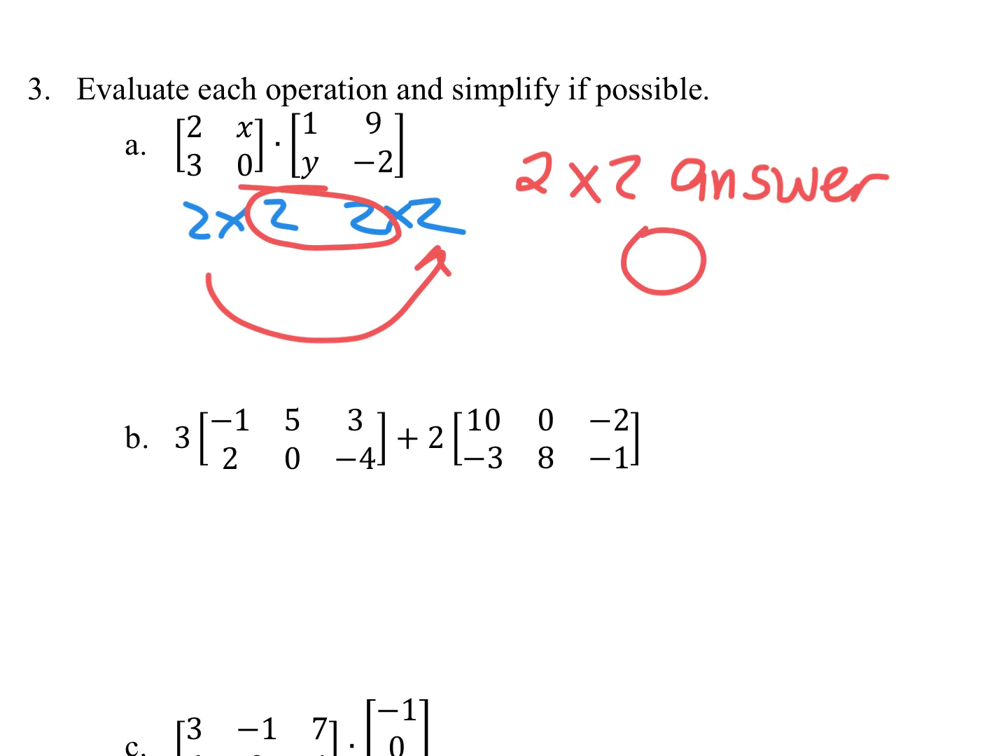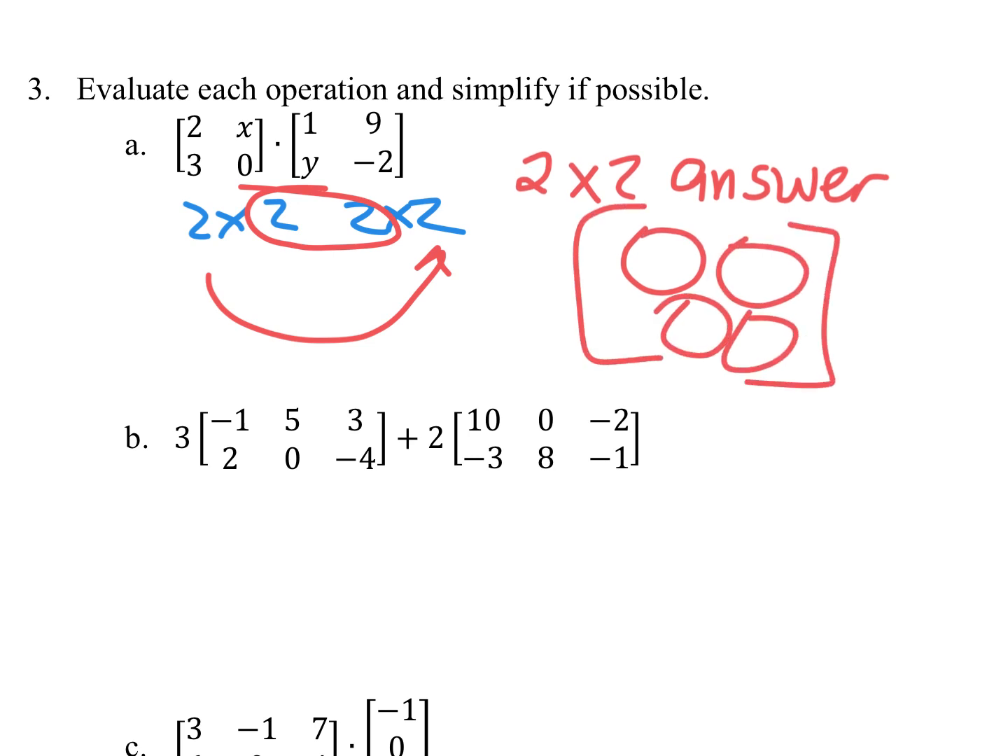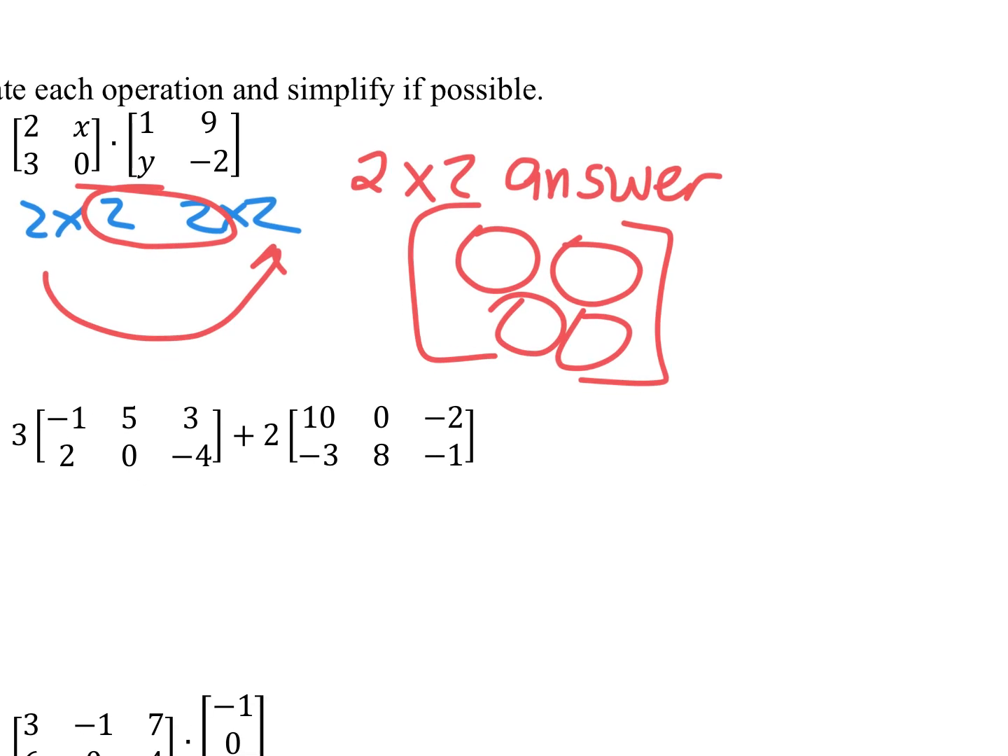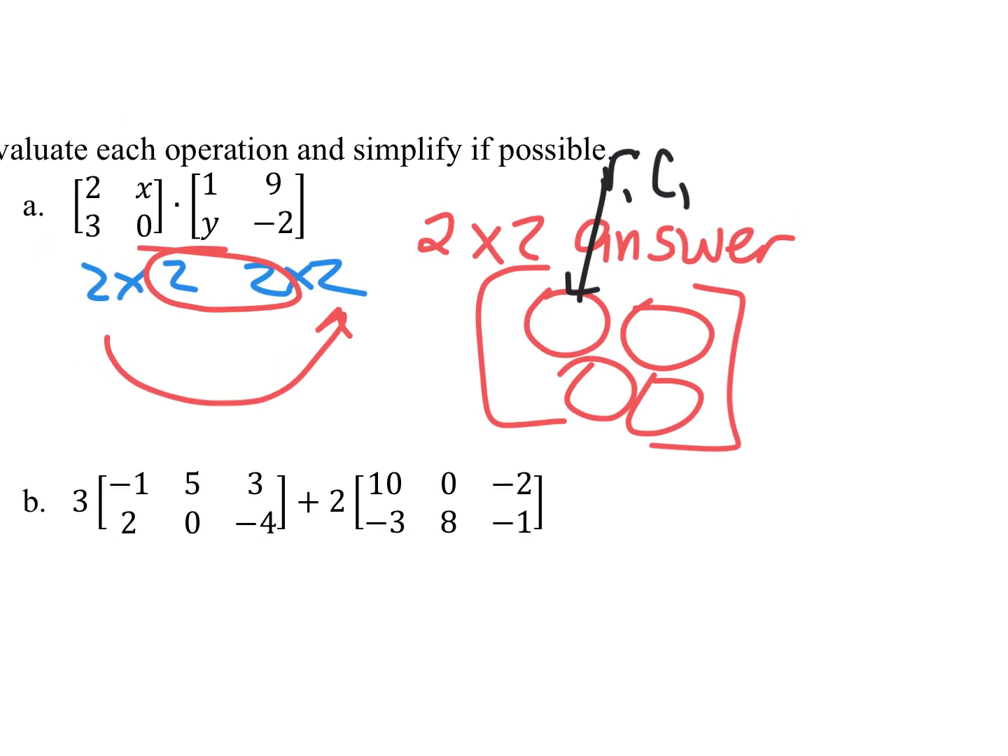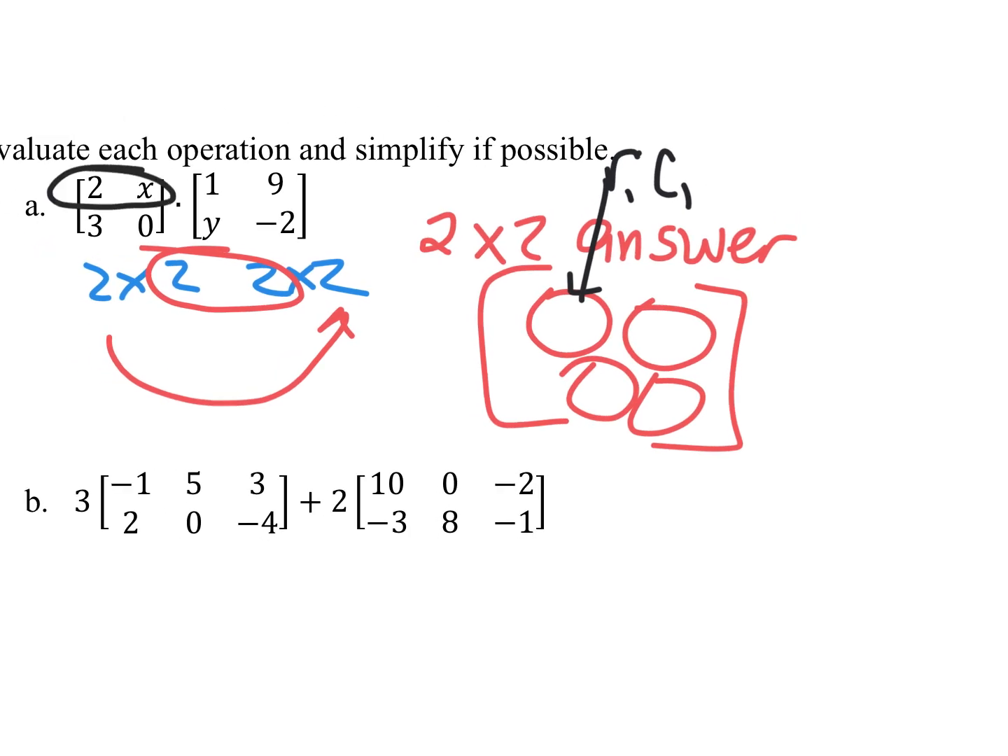So I make Easter eggs that look like a 2 by 2. And then I ask myself, what's that spot? Pay attention, gentlemen. This is row 1 and column 1. So this is row 1 and this is column 1. And the 2 times the 1, and the x times the y.